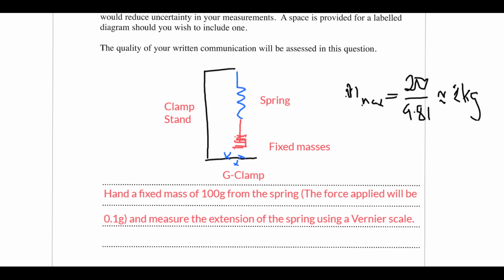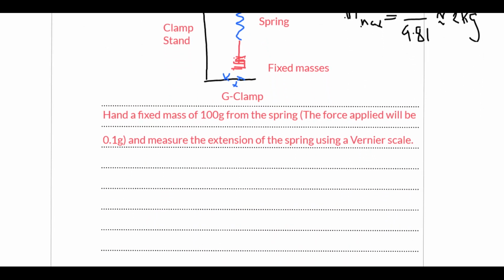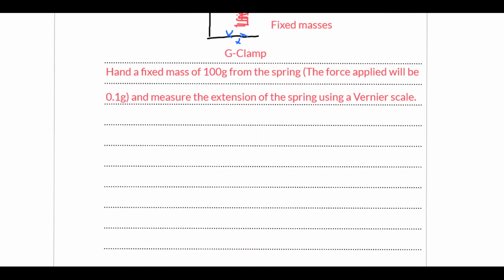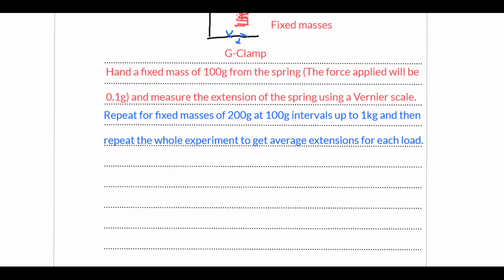So we're going to work towards a force versus extension graph. The force applied would be 0.1 g, and the extension we can find using a vernier scale. That would give us an accurate way of determining the extension. You probably didn't use a vernier scale when you did this in class, you just used a meter ruler, but it did specify we want to reduce uncertainty and make it accurate, so that's why I've picked that. Then we repeat that process with masses getting bigger: 200 grams, 300 grams, 400, and so on, up to 1 kilogram, so it's nice and safe.